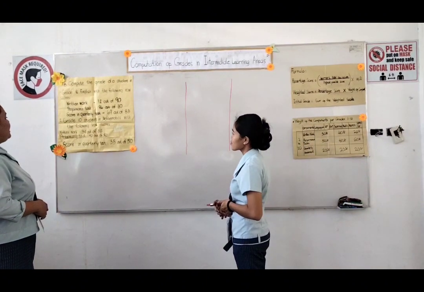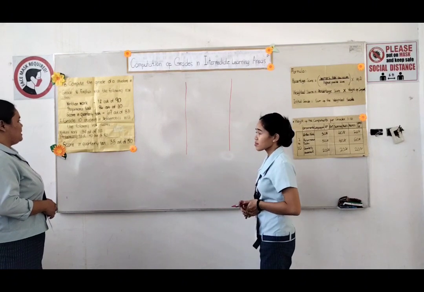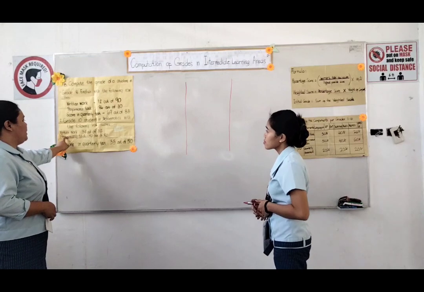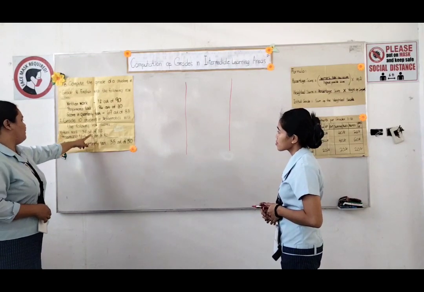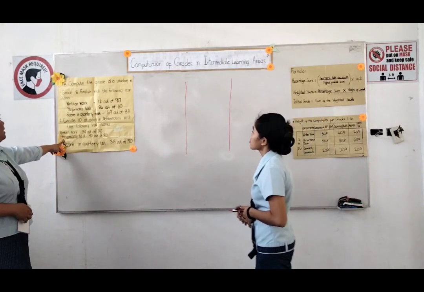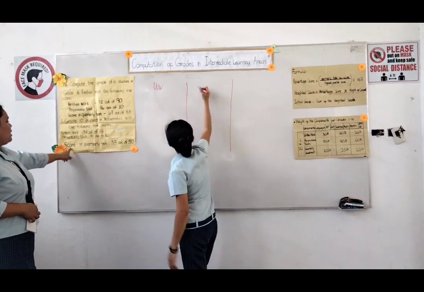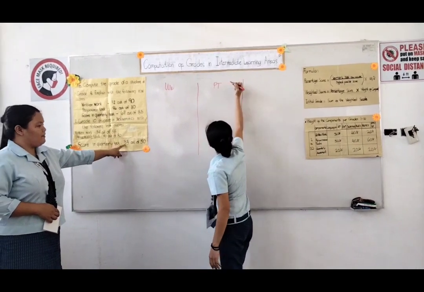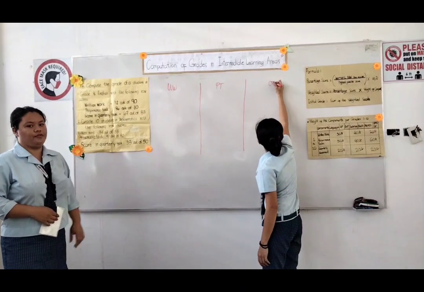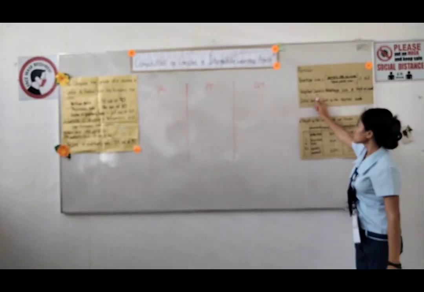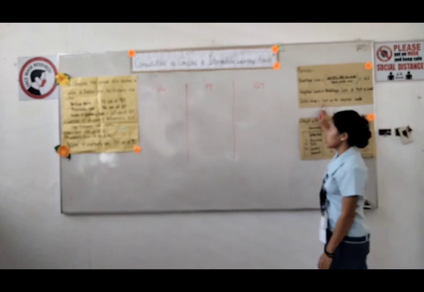Number 2, a grade 10 student in mathematics with the following raw scores. In written work, 34 out of 55. In performance tasks, we have 40 out of 80. The score in quarterly test is 35 out of 50. So in number 2, we will get the percentage score, the weighted score, and the initial grade.